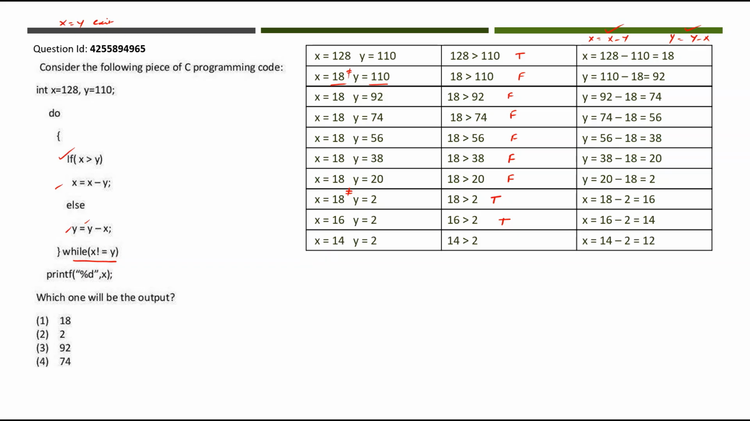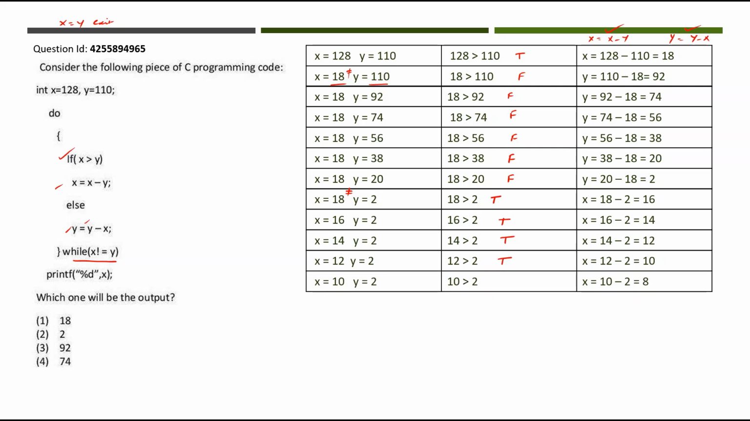So now we have x = 14, y = 2. So 14 is greater than 2, which is true. 14 minus 2 will give you 12. x = 12, y = 2. 12 is greater than 2. So 12 minus 2 is equal to 10. x = 10, y = 2. 10 is greater than 2. 10 minus 2 is equal to 8.